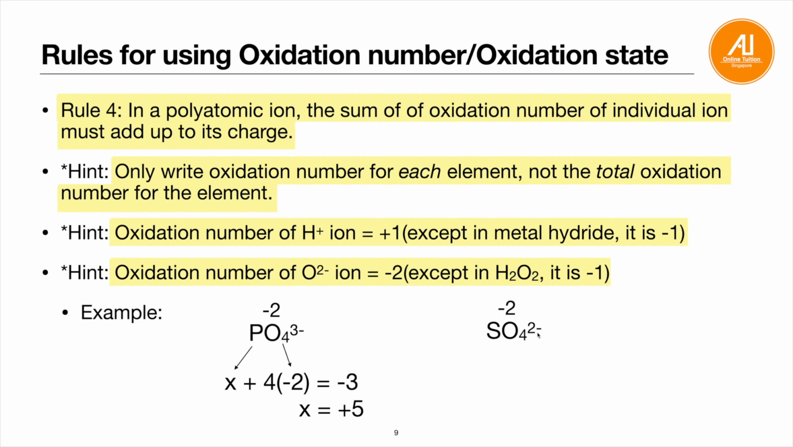Okay, so same thing, we always start from oxygen. Oxygen is -2, but there are 4 of it, so you have to watch out. Everything that adds up with the sulfur must be -2. So let's look at the working.